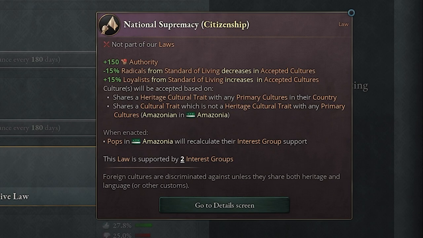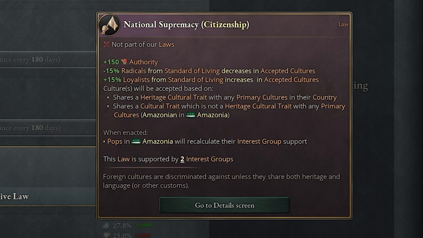Now let's take a look at national supremacy. We have plus 150 authority, so we lose 50 authority. We also lose 5% for the radicals and the loyalists. But your accepted cultures change a little bit here. So here you can see the heritage culture trait with any primary culture in their country, and shares, but it has to be both, and shares a cultural trait which is not a heritage cultural trait with any primary.